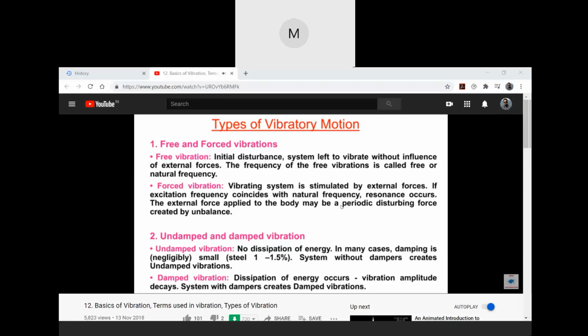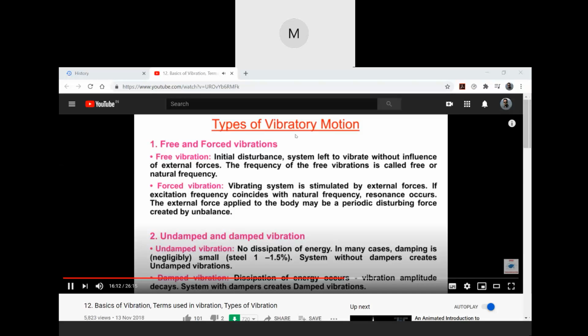What is forced vibration? When the vibrating system is stimulated by external forces, then this type of vibration is called forced vibration. When the body vibrates under the influence of external force, it is said to be under forced vibration. Remember, the external force applied to the body may be a periodic disturbing force created by unbalance. Many times it is due to unbalance only.